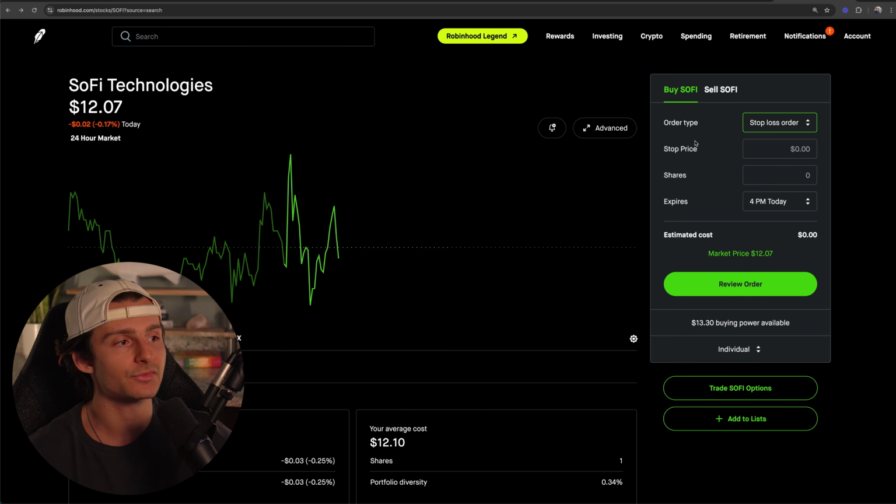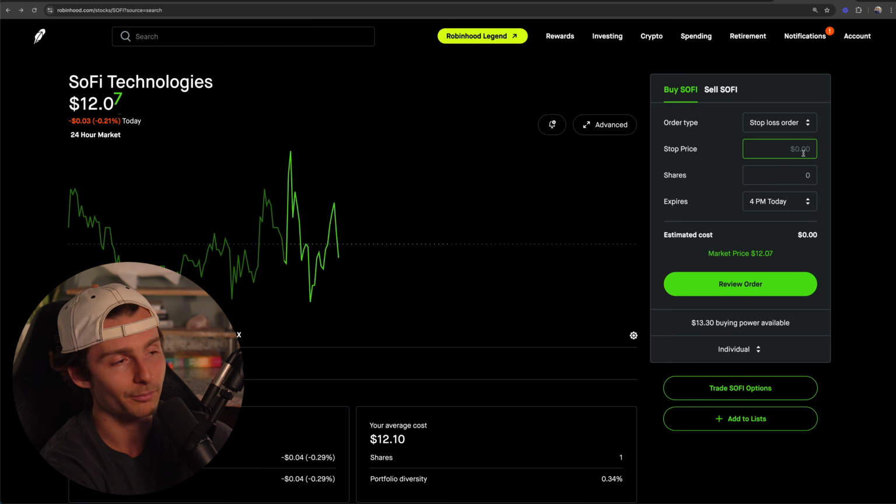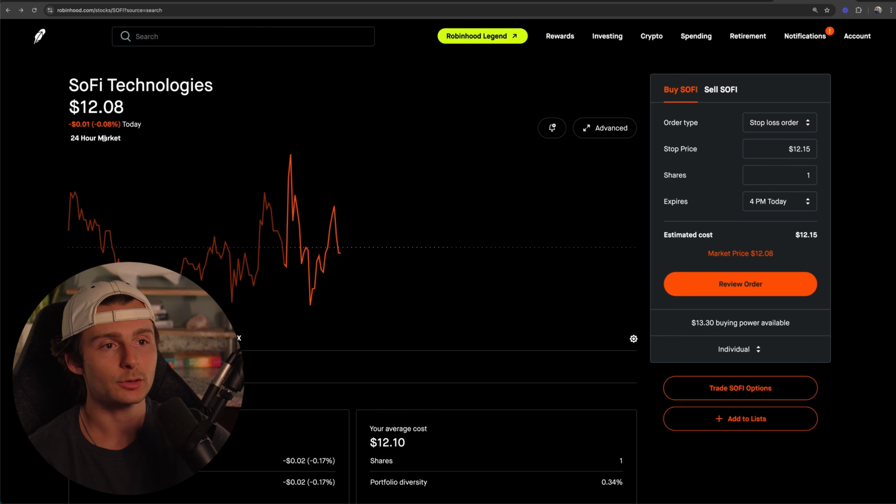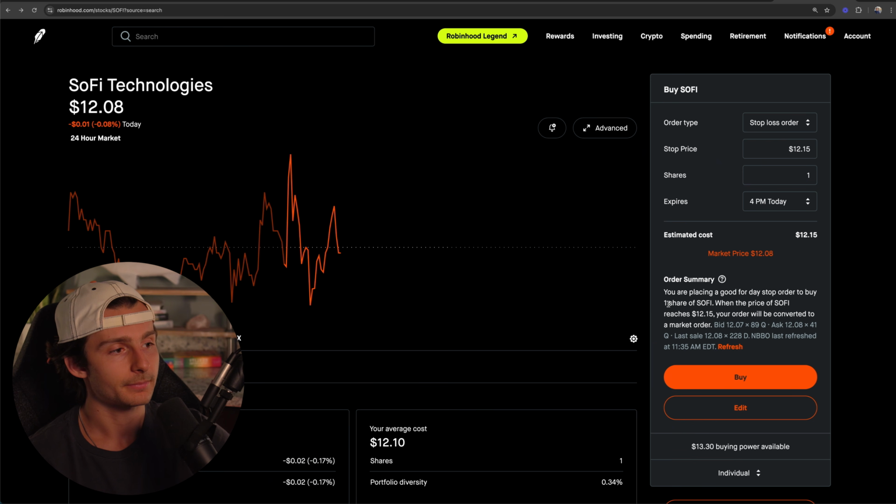And what I mean by that is, for example, all you do is you enter a stop price. So if I'm buying, the stop price actually has to be higher than the current price. If I go ahead with this, now that SoFi has gone red, it's now below that level. Watch what it will say. You are placing a good 4-day stop order to buy one share of SoFi. When the price of SoFi reaches 12.15, your order will be converted to a market order, and immediately you'll be filled. That's what a stop loss order means.